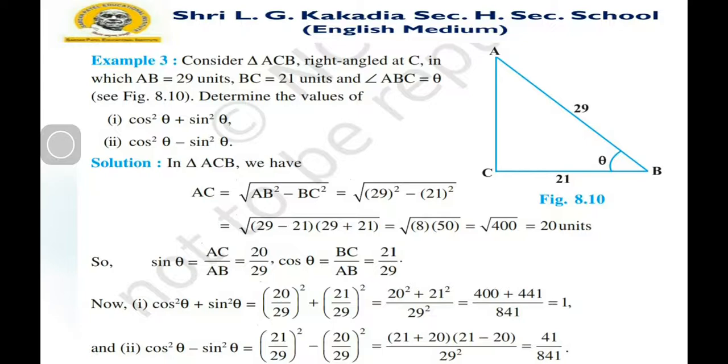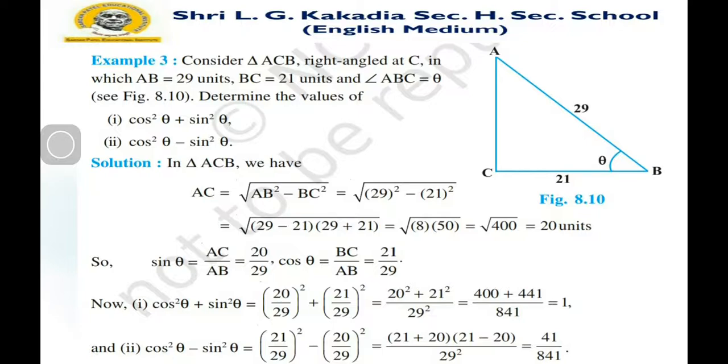Now example 3. Given one triangle, as you can see here. Consider triangle ACB, right angled at C, in which AB is equal to 29 units, BC is equal to 21 units, and angle ABC is theta. We just assume it as theta. Determine the values of cos square theta plus sin square theta and cos square theta minus sin square theta.